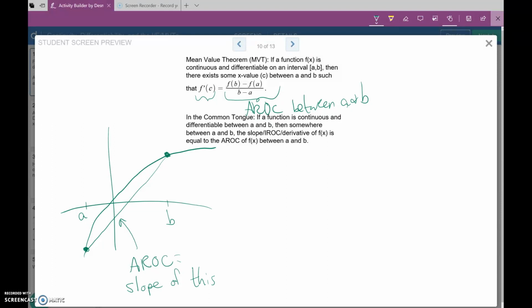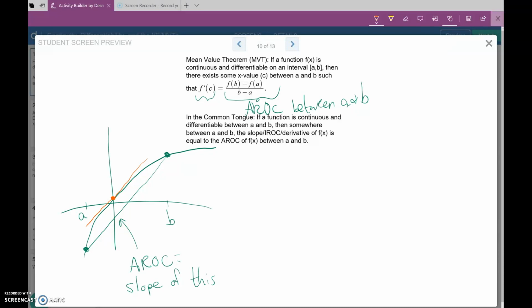And all this theorem is saying is that if a function is continuous and differentiable over this whole interval, then somewhere in between these two points, there is a point where the instantaneous rate of change, or the derivative of the function, is the same as the average rate of change. So another way to say that is that there's a point where the slope of the tangent line is equal to the slope of this secant line.